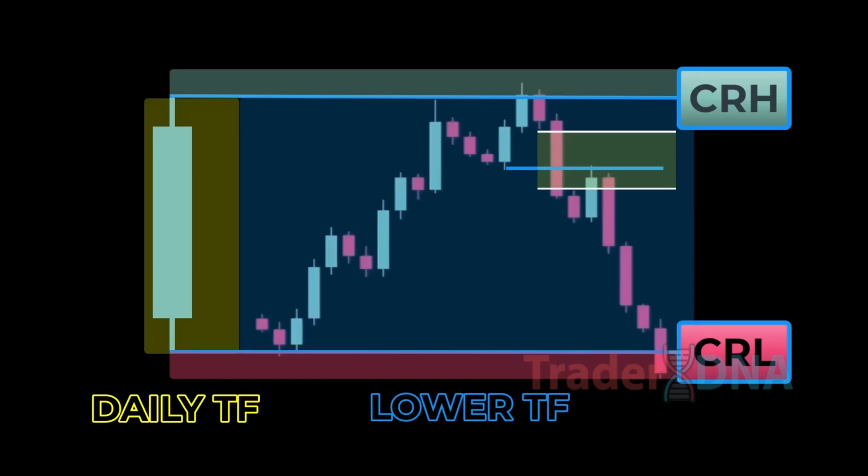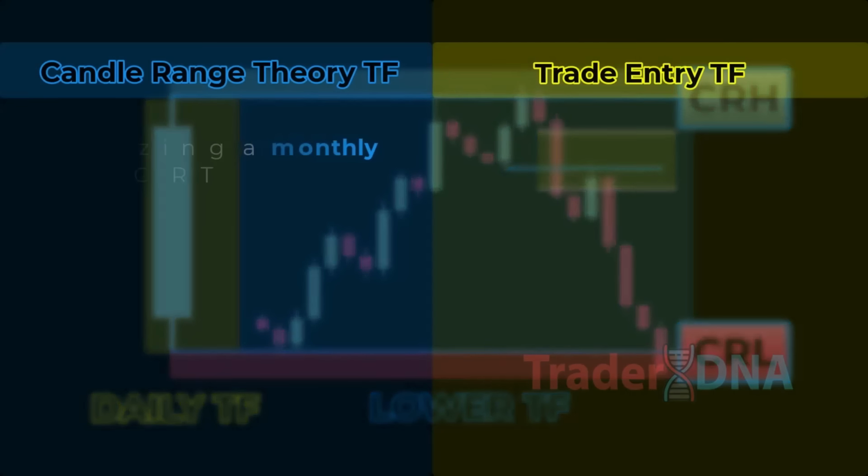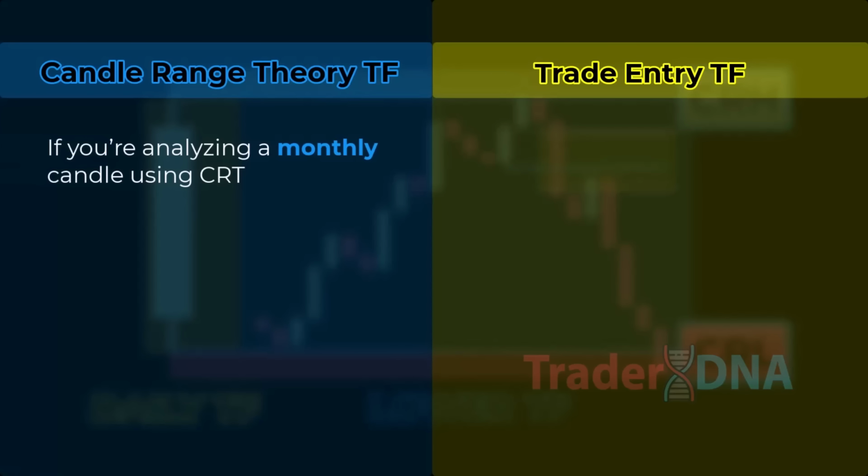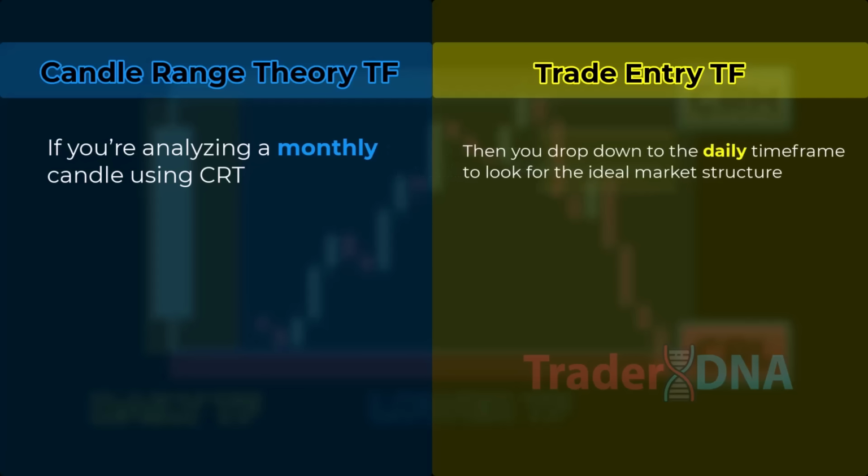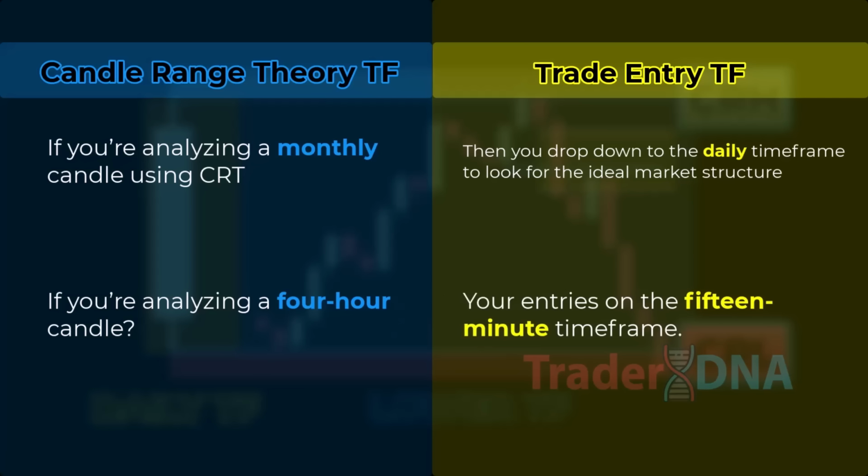Every single one. Now, for those who are new, let me make this extremely clear with examples. If you're analyzing a monthly candle using CRT, you don't enter on the monthly chart. That would be insane. You define the range on the monthly. Then you drop down to the daily time frame to look for the ideal market structure, the AMD model, the sweep, the displacement that gives you a real entry. Another example, if you're analysing a 4-hour candle, you define the range there. But your entries, you refine them on the 15-minute time frame.